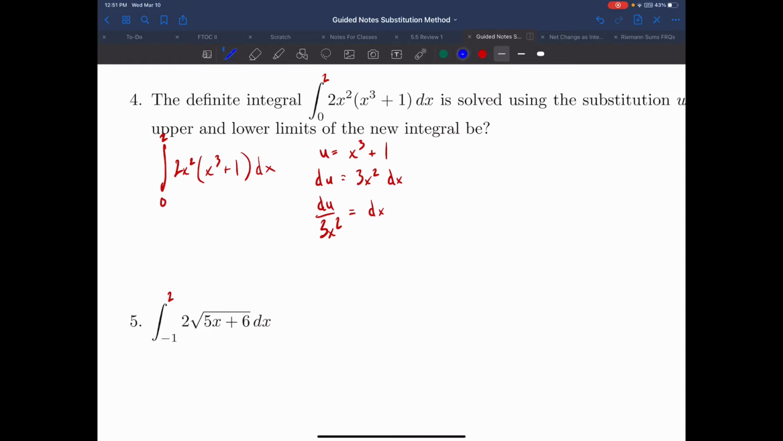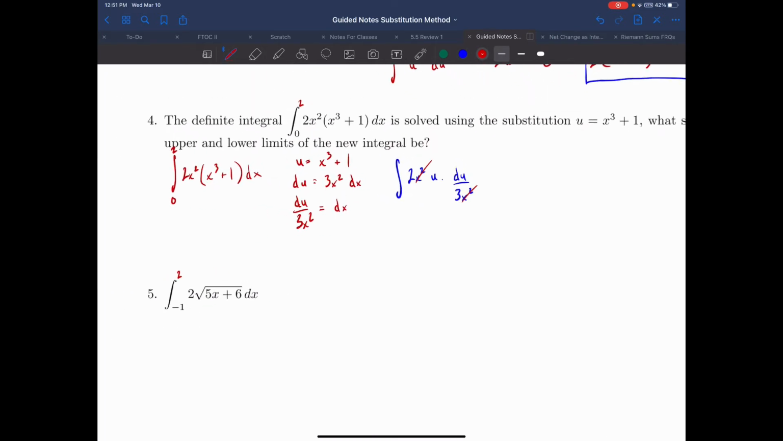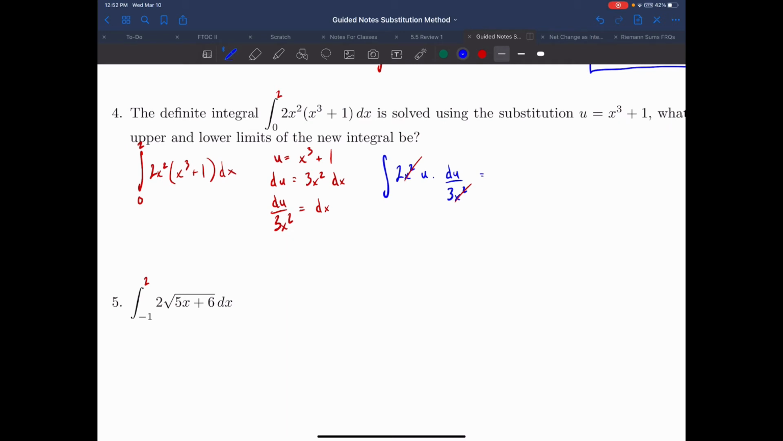Now I'm going to substitute that in. I'm going to leave the upper and lower limits off for now. And so I would have 2x squared times u times du divided by 3x squared. And we can cancel our x squareds and be left with 2 times the integral of u du. So this integral is so much easier than the original problem. It doesn't even seem like it would give us this original problem.